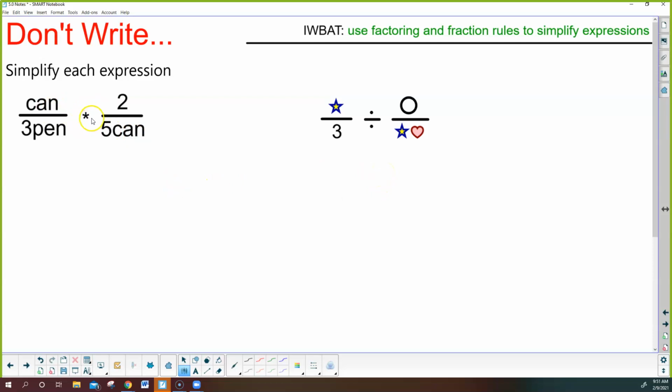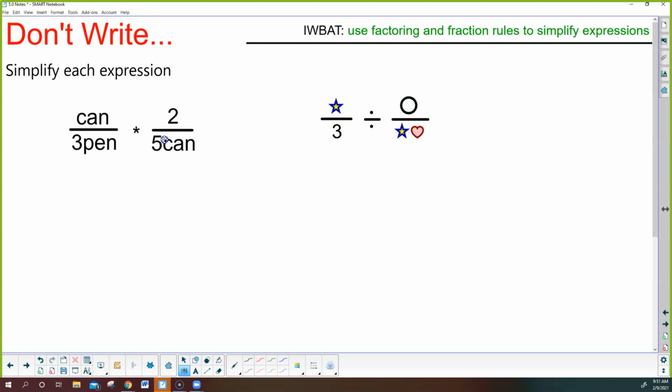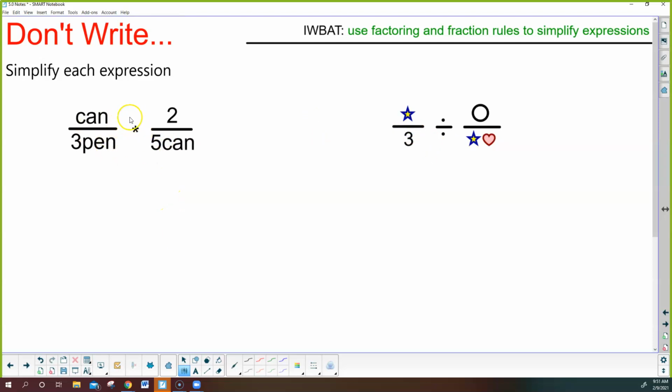So what about multiplying? Right? What if I take the same thing, but now I tell you to multiply or divide? How do we approach this? Well, the same rules. With multiplication, we multiply straight across. However, if you have a common factor on top and on bottom, see how I have a can on top and a can on bottom? Since we're going to be multiplying these anyways, some people like to write this, but I'm going to show you what I do just to make it easier.